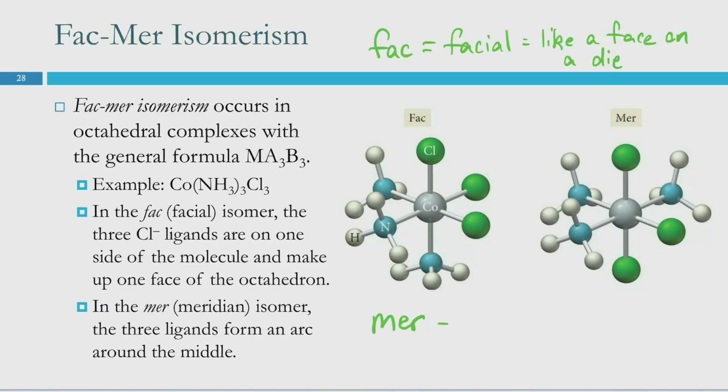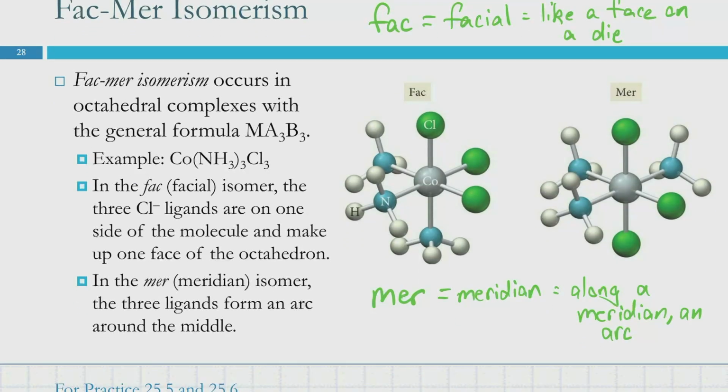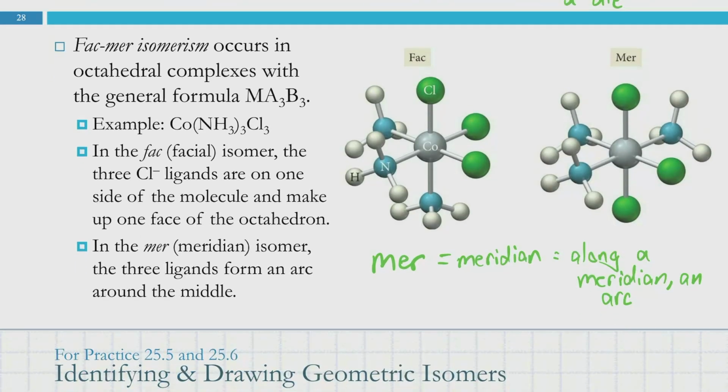And then Mer is meridian. That's the other option. Along a meridian or in an arc. You can think of them as all lined up on, I don't remember what the name is now, but on a globe, you've got the lines that run north-south, spaced all the way around the globe. And you've also got ones that go east-west, like the Tropic of Cancer or whatever. Think of it as being lined up along one of those north-south lines. So you've got one on each pole, and then you've got one at the equator, kind of as an arc around the globe. And then you've got another one that's doing that, but just rotated. So that's the difference between our Fac and Mer isomers.